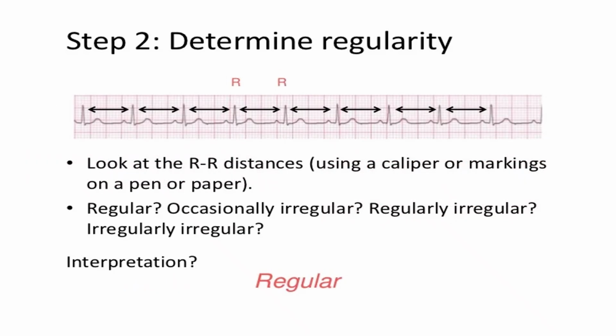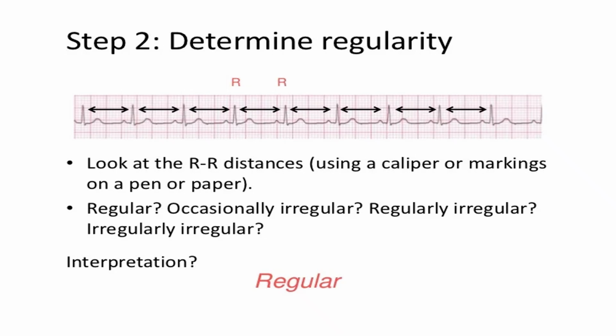The next step is going to be determine regularity. And how we do this is by looking at the distance between the R waves. Are they equal distances apart? What you're essentially doing is marching out each of these R waves to see if they are all the same distance apart. You can use calipers or markings on a pen and paper. And what you want to look for is, is it regular? Such as this one. All of these are equal distances apart.